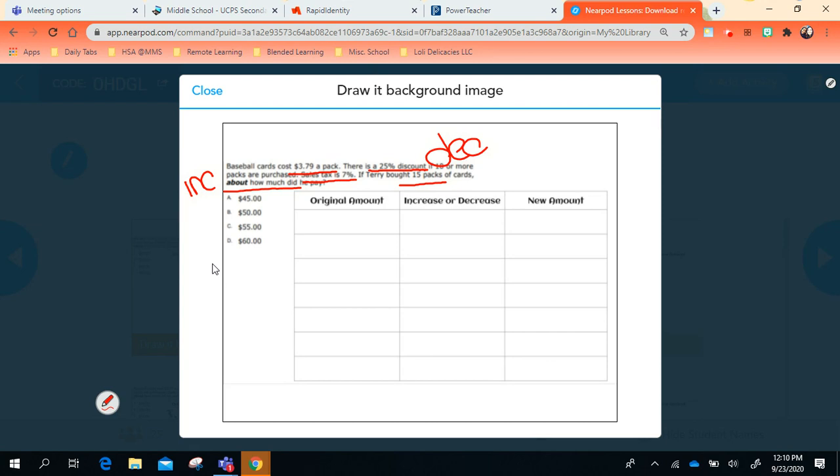Okay, so that is per pack. How many packs did Terry buy? 10 or more. Did he buy 10 or more? How many specifically? 15 packs. So what would I have to actually do to figure out what his original amount is? 15 times $3.79. $56.85. Thank you. Say that one more time. $56.85.